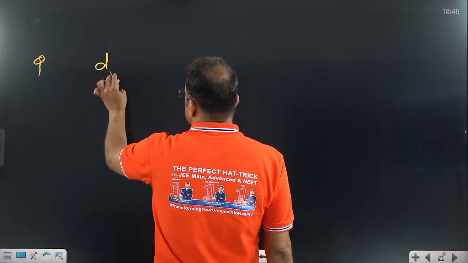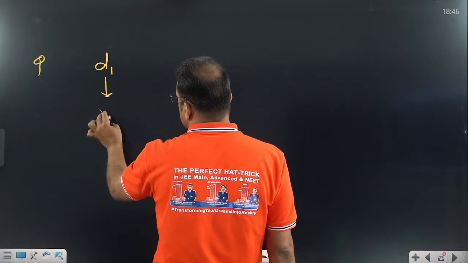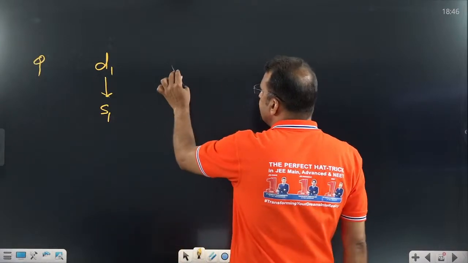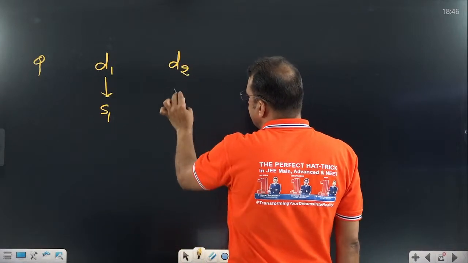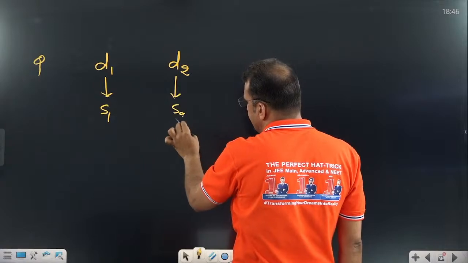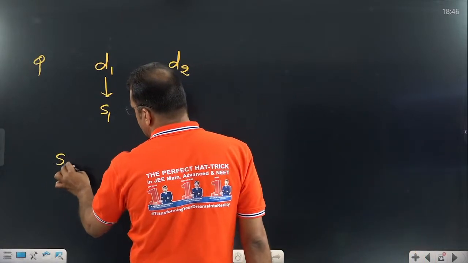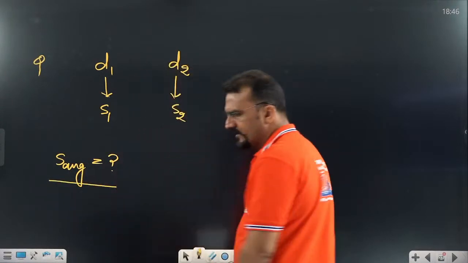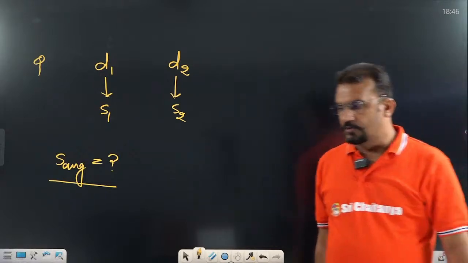Distance d1 is covered with speed s1. Distance d2 is covered with speed s2. Then find the average speed. What is the average speed, dear students? Do it fast.